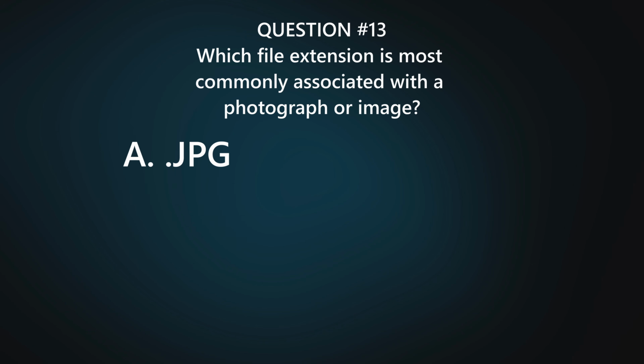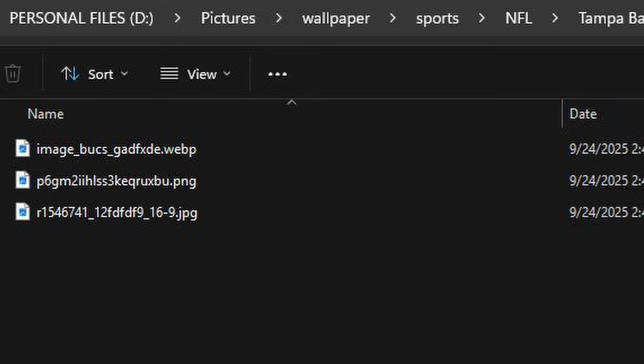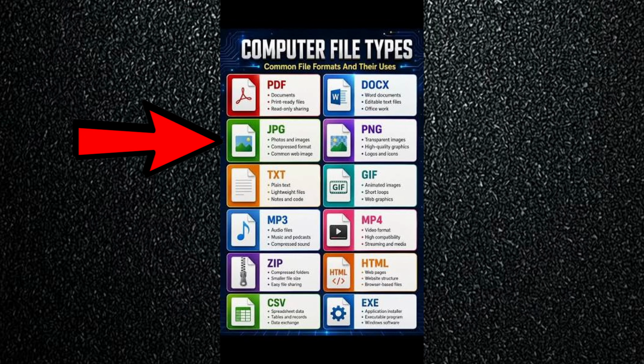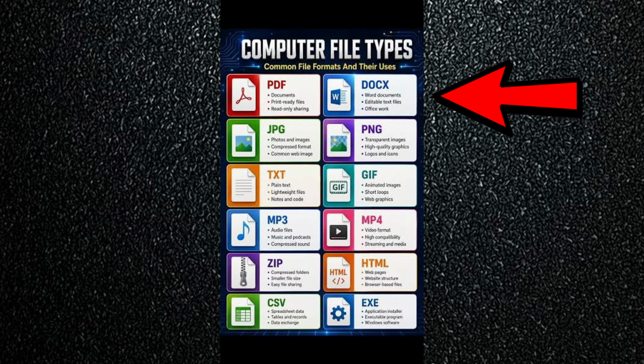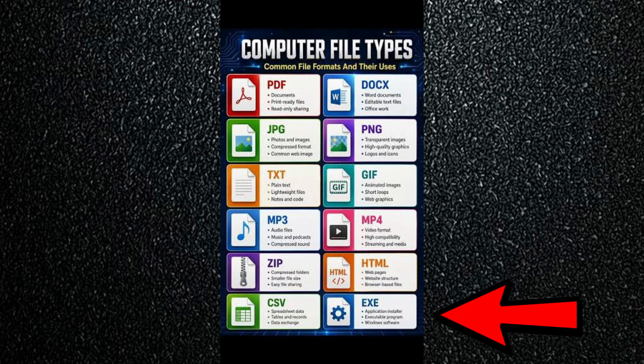The correct answer is A .jpg, or what we call JPEG. A file extension is just a group of letters that appear after the final period in a file name. A JPEG or JPG is an image file. An MP3 is commonly an audio file. A docx file is normally a Microsoft Word document, and an exe file is an executable program file used by Windows. So file extensions help Windows understand what to do with a particular file.